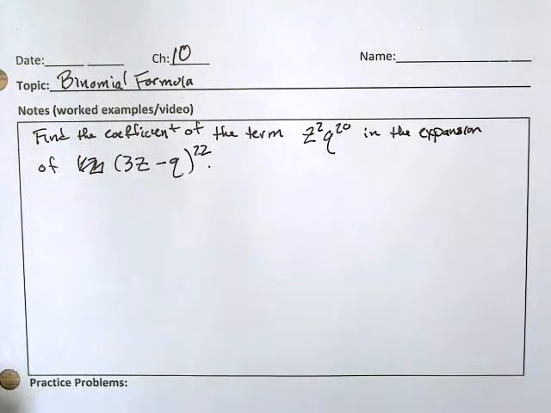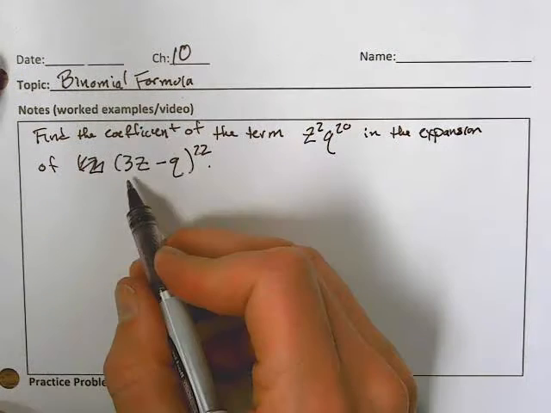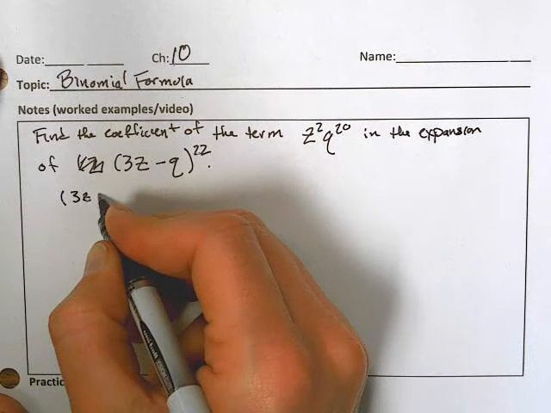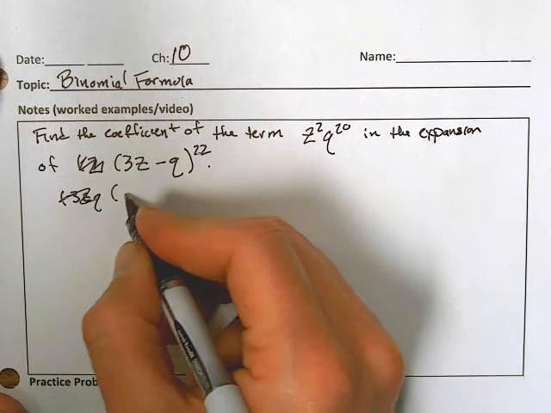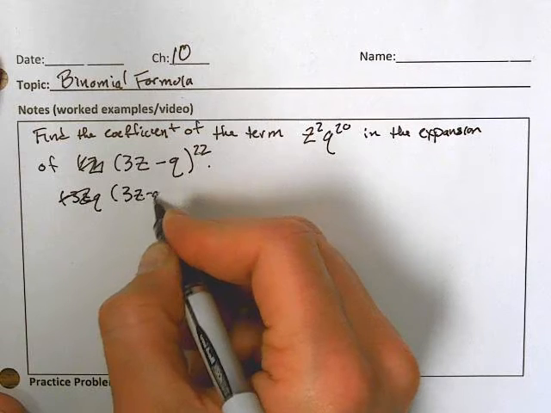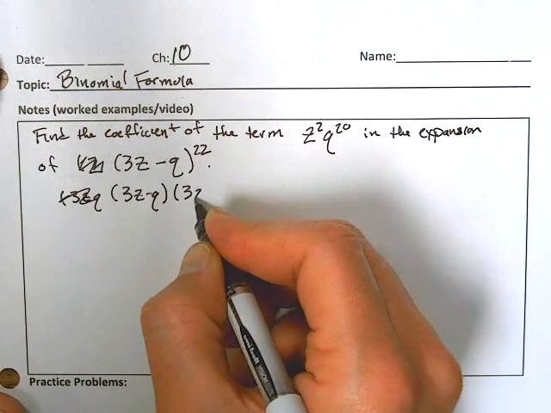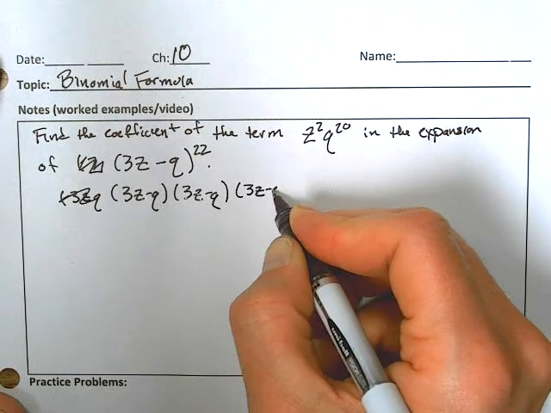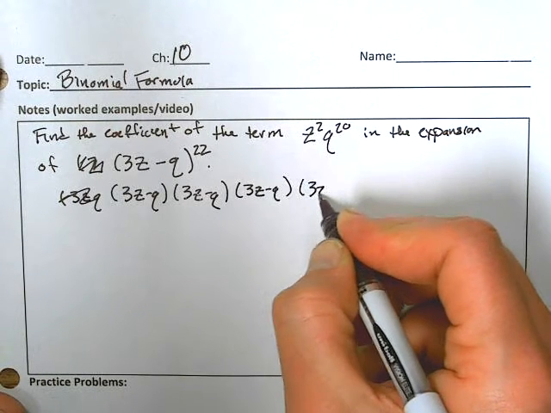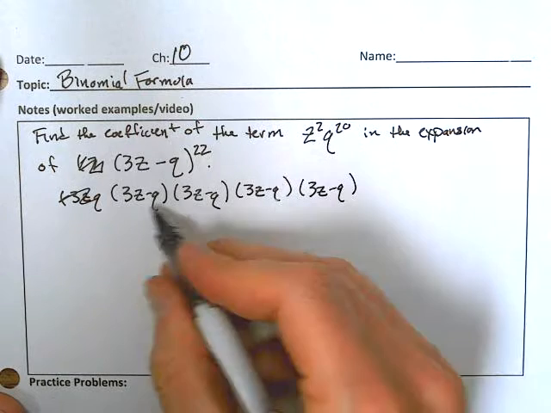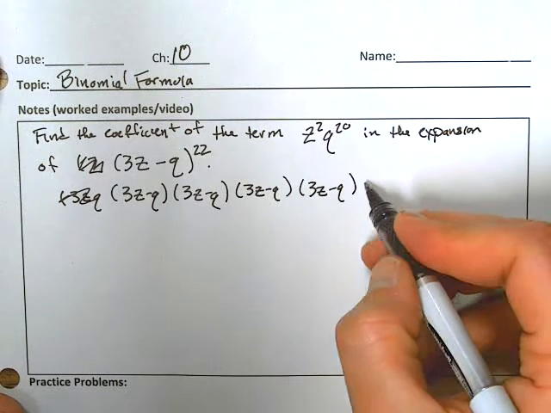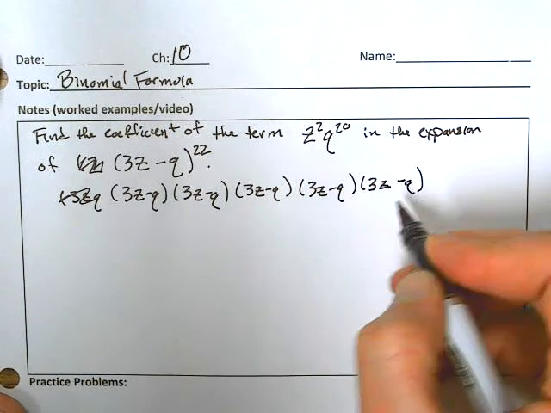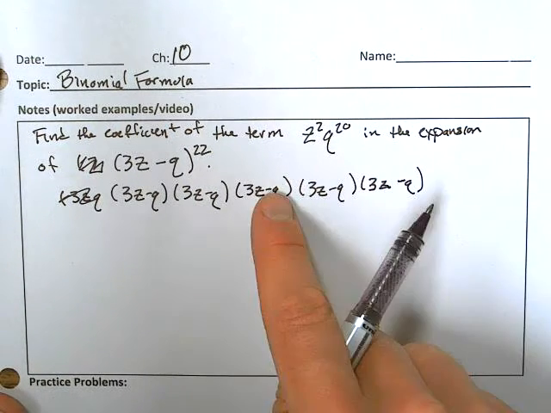Okay, so this is how we're going to start. 3z minus q to the 22nd means we got to do 3z minus q times 3z minus q times 3z minus q times 3z minus q. That's 1, 2, 3, 4. We only have to do that 18 more times. We got to multiply out 3z minus q. Let's maybe first multiply out 1, 2, 3, 4, 5 of these.